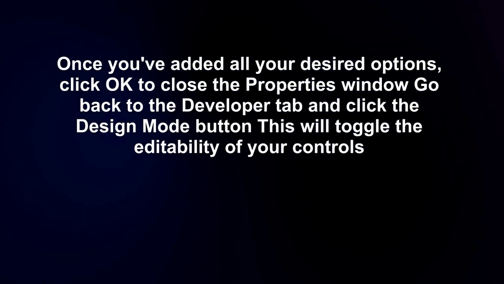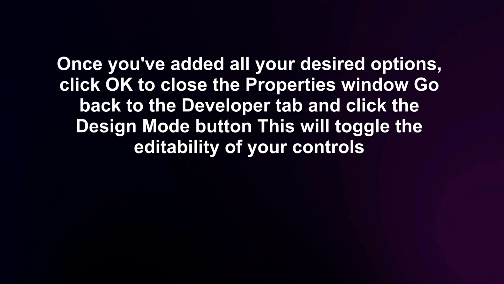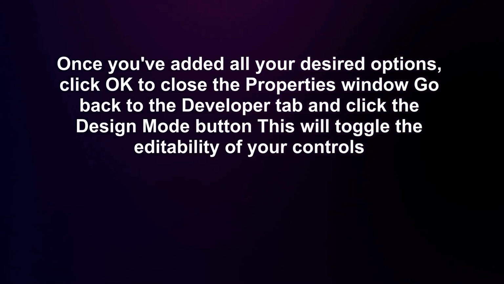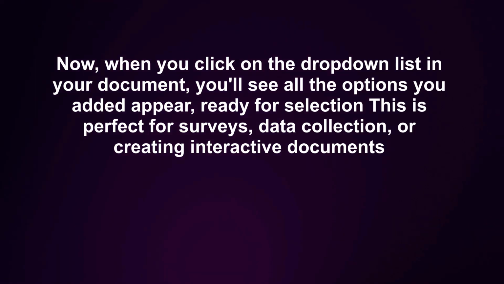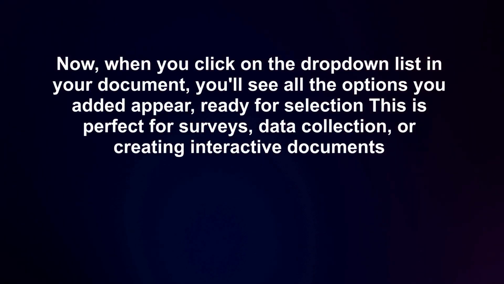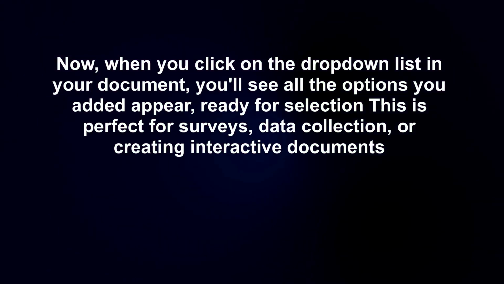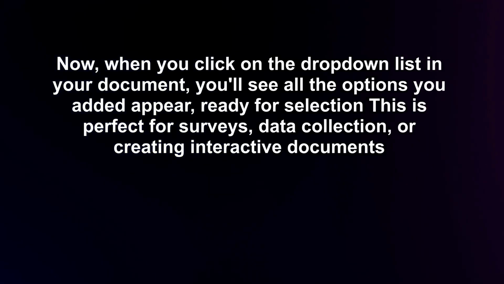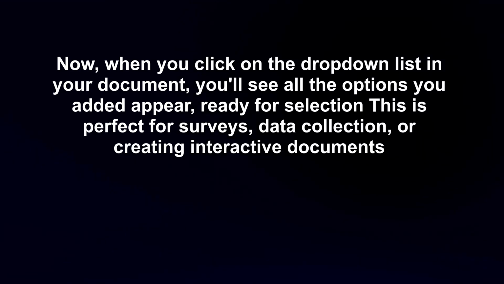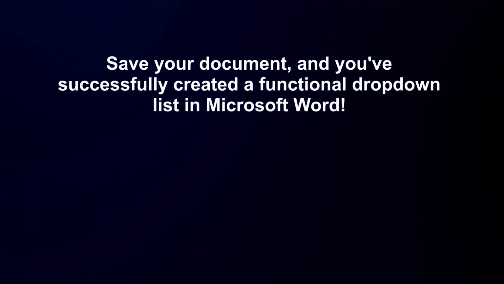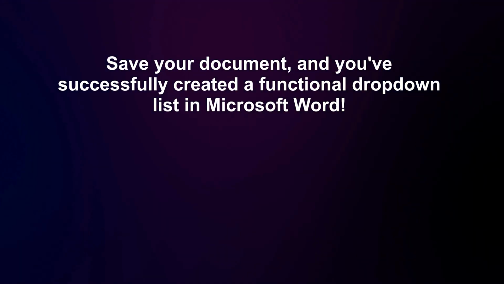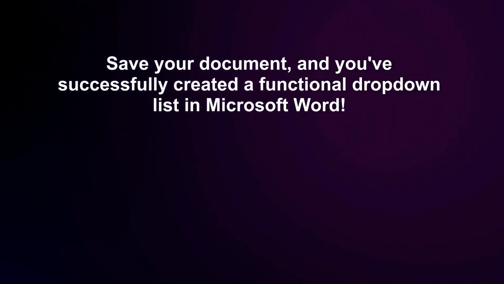Go back to the Developer tab and click the Design Mode button. This will toggle the editability of your controls. Now, when you click on the drop-down list in your document, you'll see all the options you added appear, ready for selection. This is perfect for surveys, data collection, or creating interactive documents. Save your document, and you've successfully created a functional drop-down list in Microsoft Word.